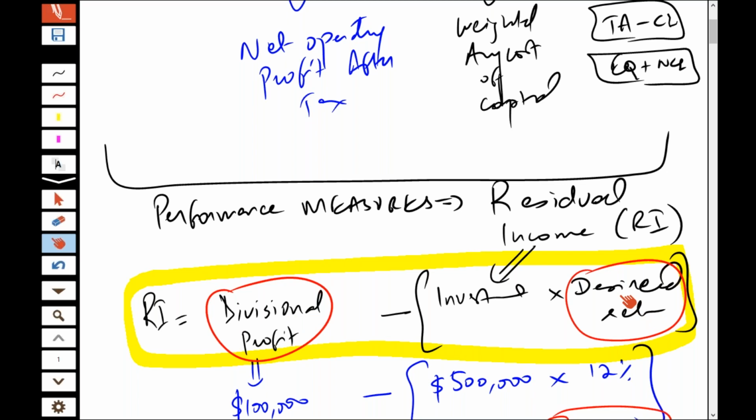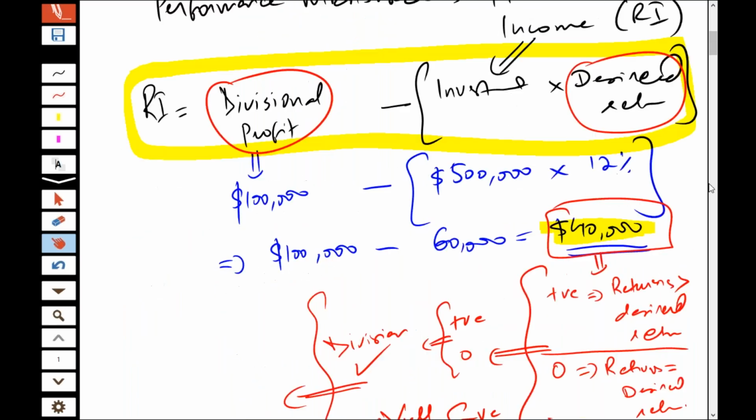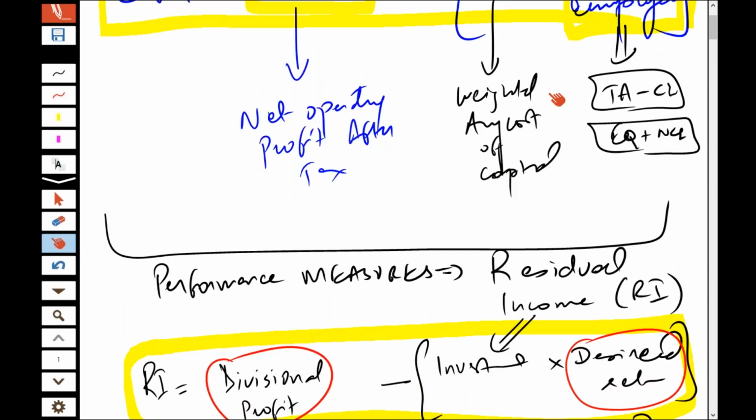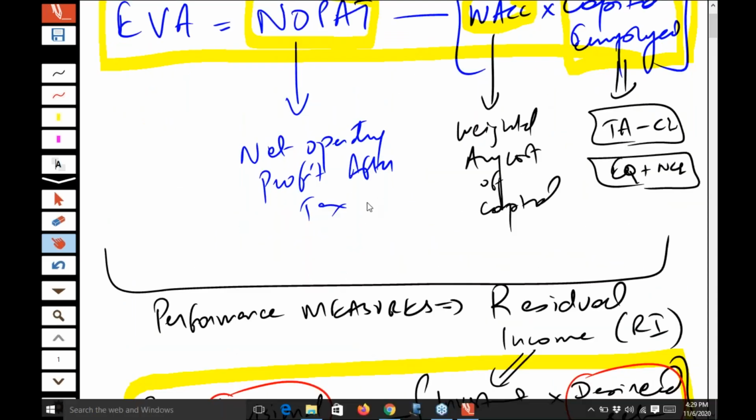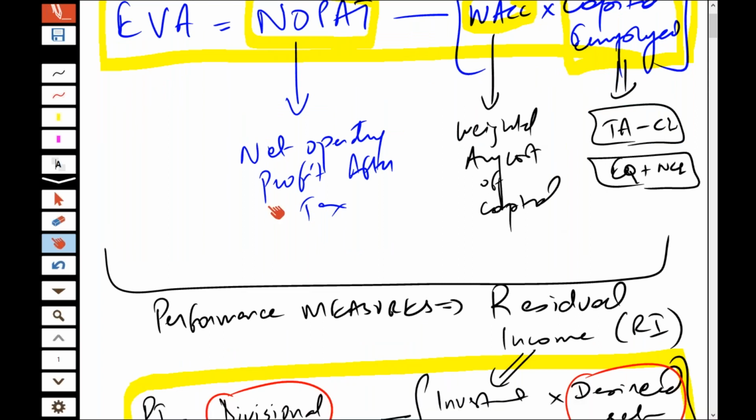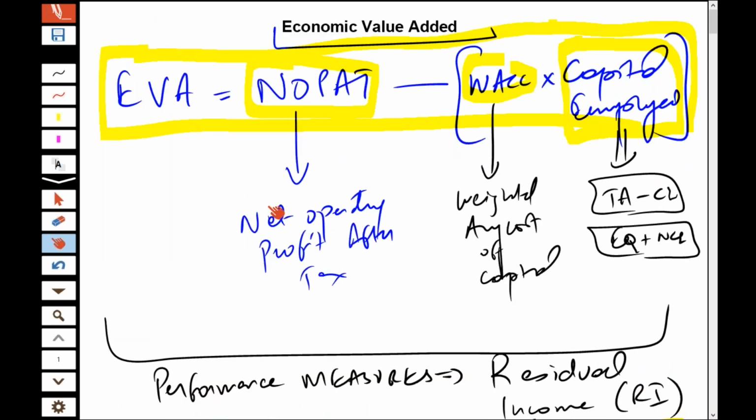Similarly, here there was a use of desired return. The desired return could be anything, which could be unrealistic. So it's better that you use the weighted average cost of capital instead of the desired return. So for this specific reason, the concept of economic value added was introduced.